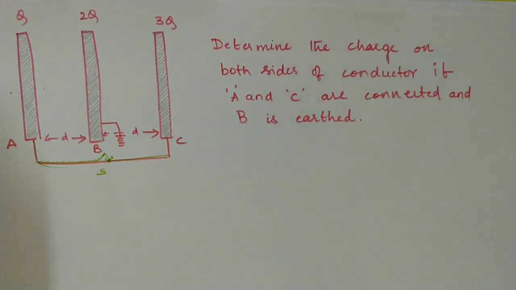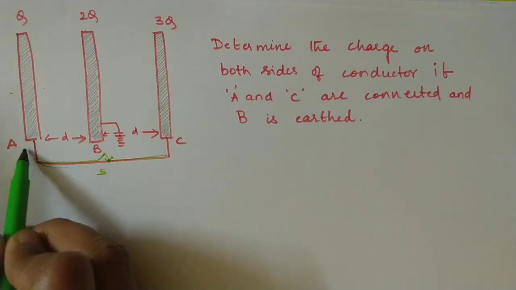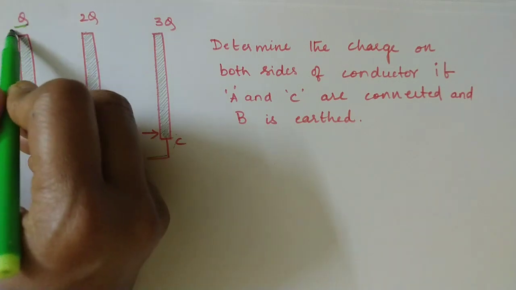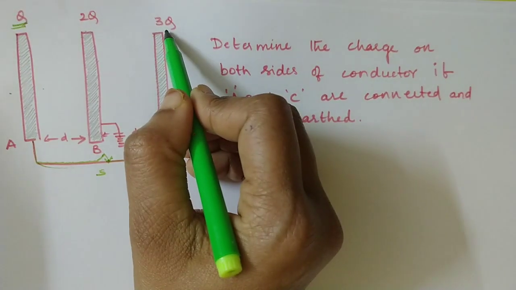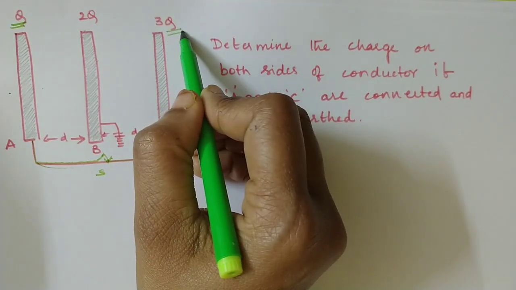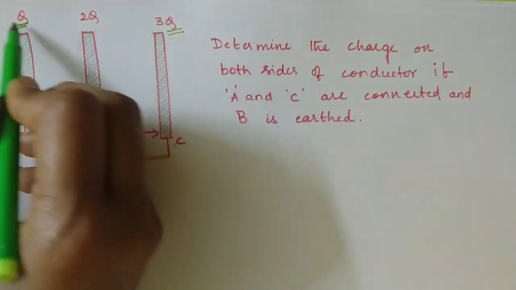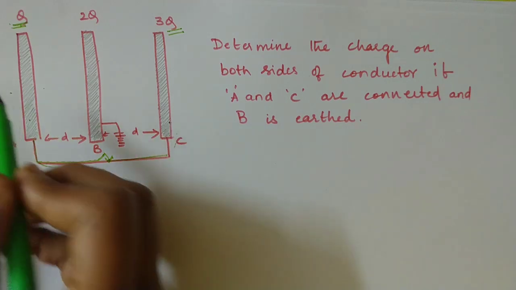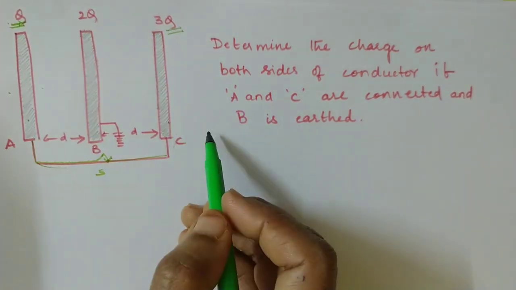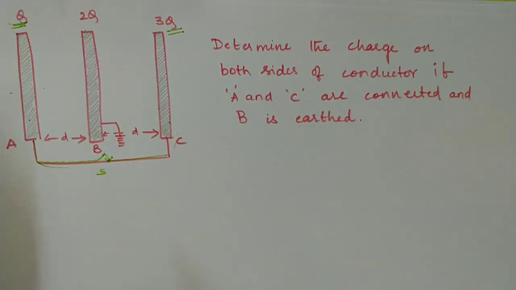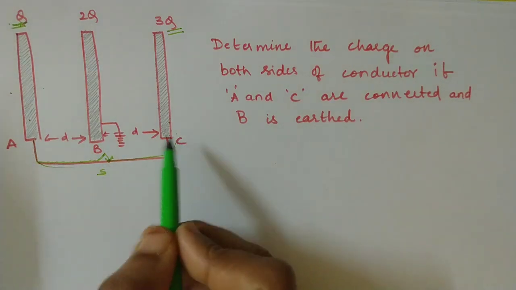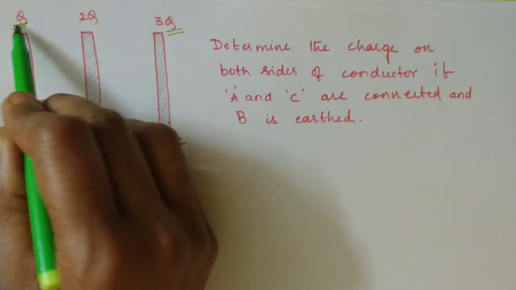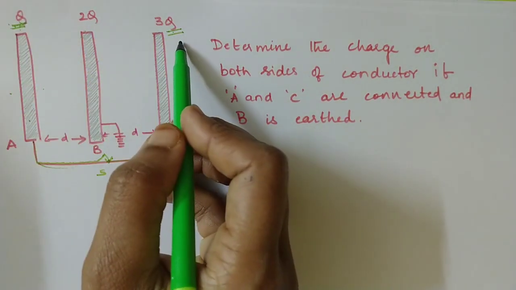See, there is no isolated conductor here. Since A is connected to C, what is the total charge on A? Q. Total charge on C is 3Q. The sum of these two charges will be distributed between A and C, but the total should always remain constant. Again I repeat, since you are connecting A and C, charge may flow from A to C or C to A, but the sum of the two charges will always remain constant.